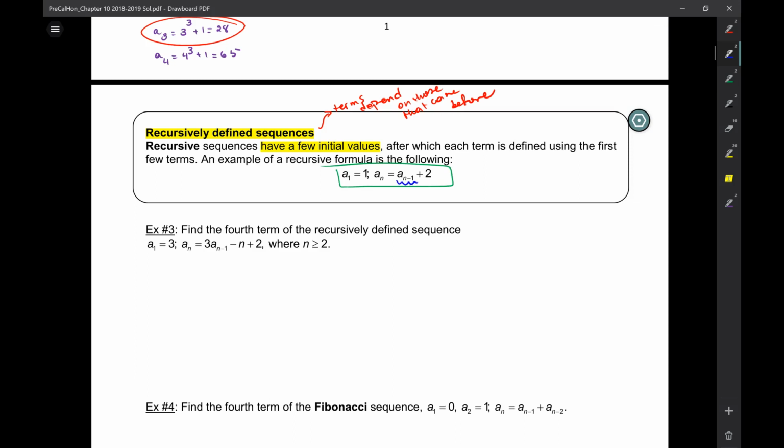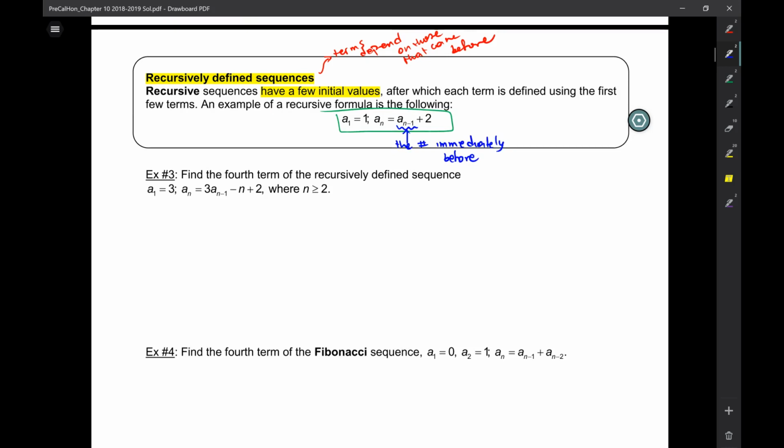What does a sub n minus 1 mean? It's the number before. The number immediately before. So to find a term, you have to go to the one immediately before it and add 2. Okay? All right, so take a look at this one for a minute.